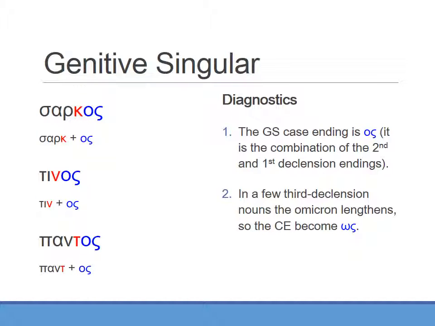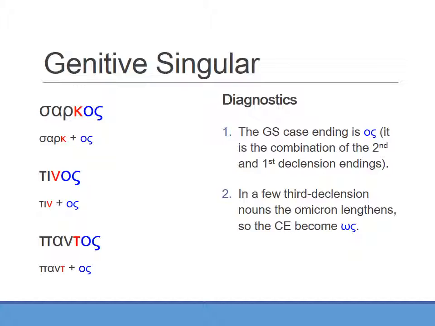The genitive singular case ending is -os. Nouns points out in one place that it is a combination of the first and second declension endings. You don't need to know that. Think of it as -os, and it is simply added to the noun stem. So sark plus os, sarkos. Tin plus os, tinos. Pant plus os, pantos.